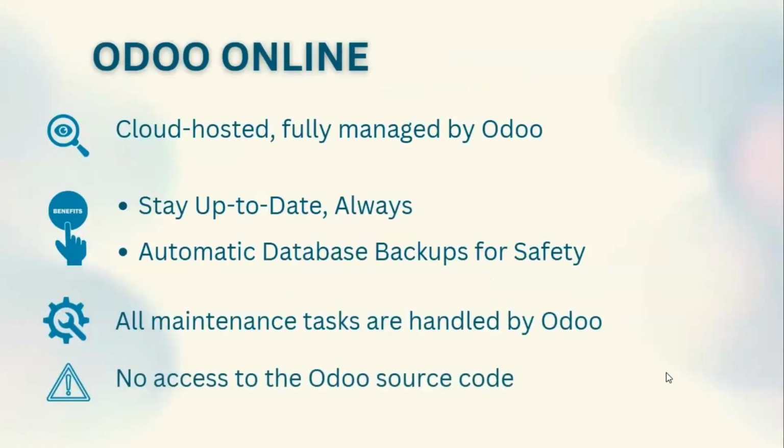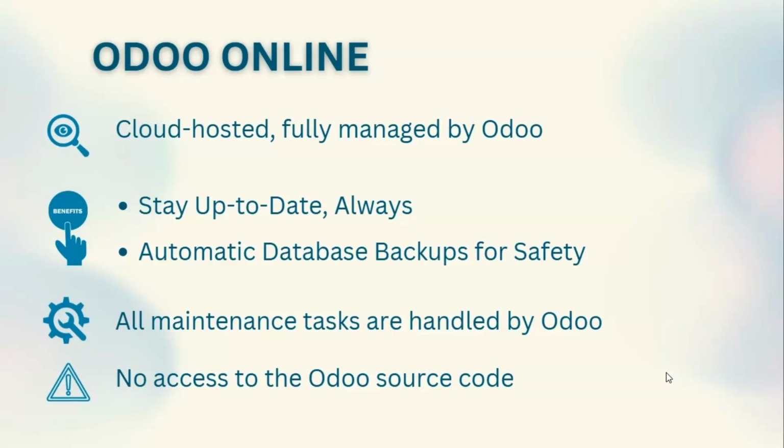The number one hosting type is Odoo Online. Odoo Online is a cloud hosted solution managed entirely by Odoo. This option is very easy to set up. It has various benefits like number one, easy setup and use. No need for complex server setup, maintenance, or security worries. Odoo handles it all. Number two, automatic database backups for safety.